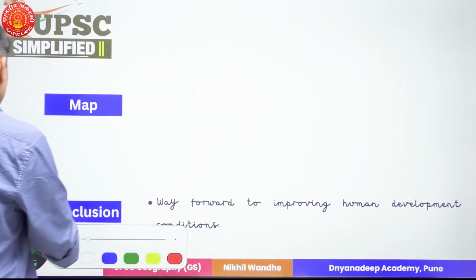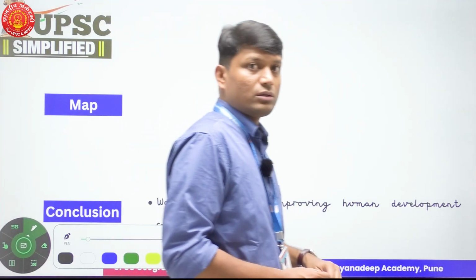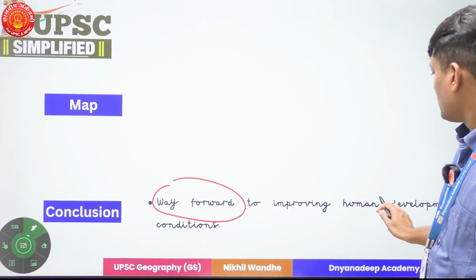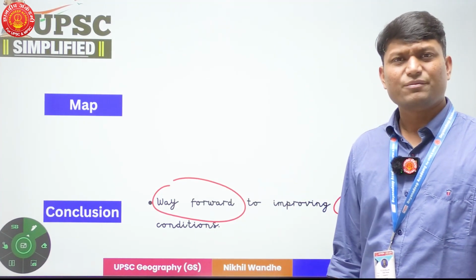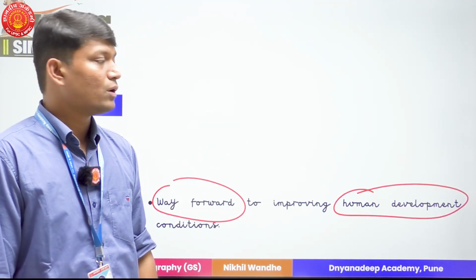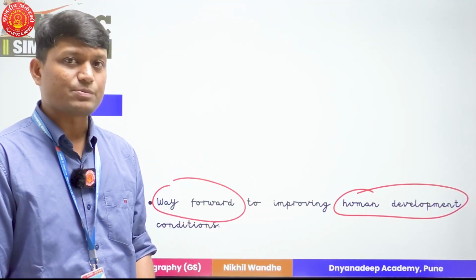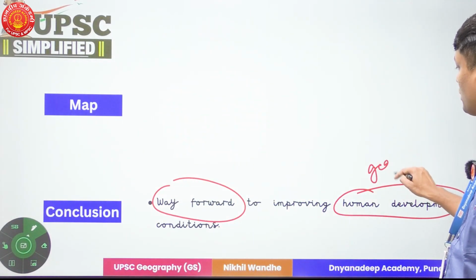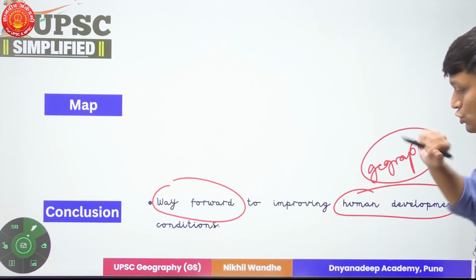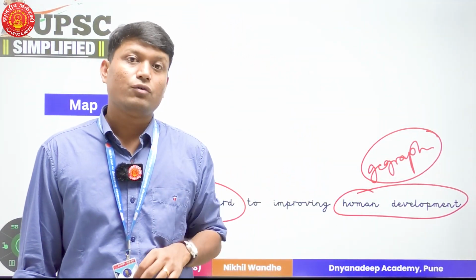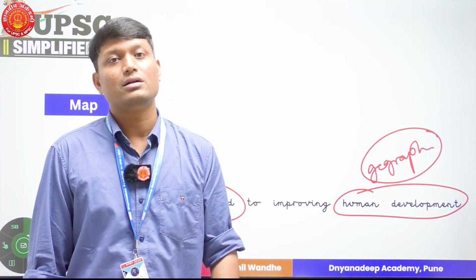Now, what should be the ideal conclusion? I will conclude with a way forward. Way forward on what? I will suggest some way forward for achieving human development, right? There can be policy measure or any other measure to achieve human development. But one aspect which needs to be necessarily addressed in this particular part will be making sure that we are countering geographical factors, which are the fundamental reason for not having enough human development despite economic growth.